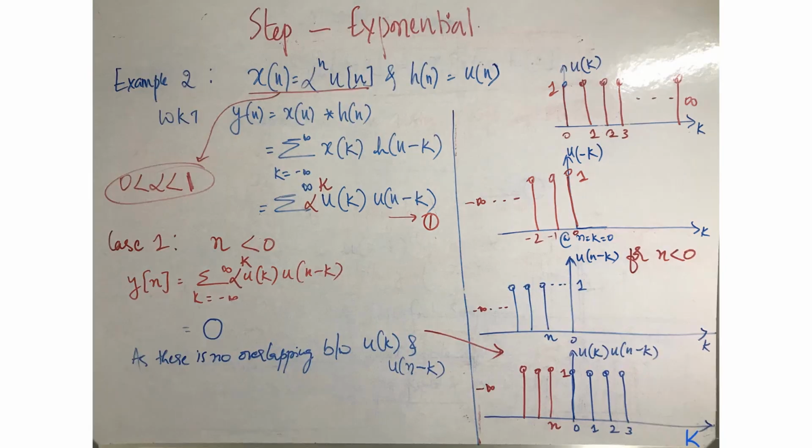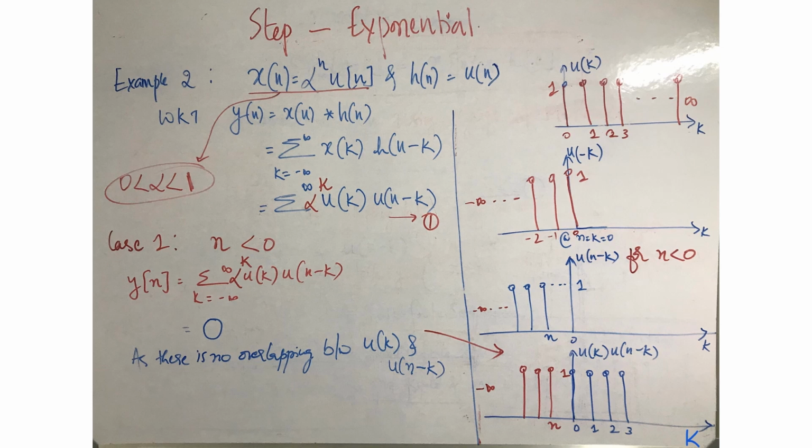Now let us take the second example, in which one signal is a step function, the other signal is an exponential function. Let us consider x of n as alpha to the power n u of n, where alpha lies between the range 0 to 1 and h of n is u of n. By simplifying x of n and h of n in the convolution sum expression, we will get y of n as summation k equal to minus infinity to plus infinity alpha to the power k u of k into u of n minus k. Keep alpha to the power k as it is and just represent u of k and u of n minus k graphically as in the previous case.